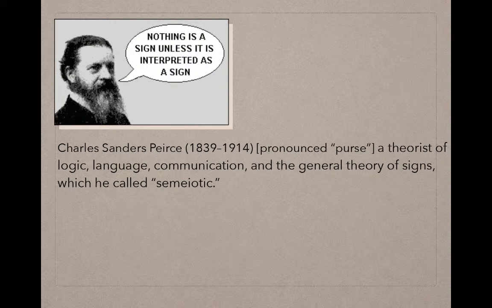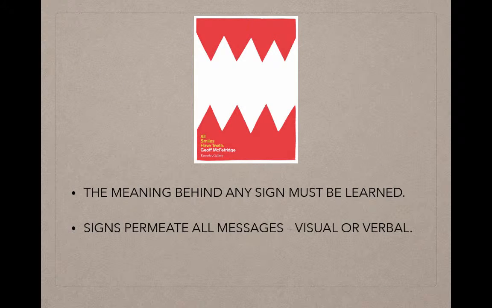Now the other fellow, Charles Sanders Peirce, pronounced Peirce, the theorist, he's also a mathematician, he's a genius. He introduced this theory of science, which is, at least in my field, more commonly used, called semiotics. Nothing is a sign unless it's interpreted as a sign. So the meaning behind any sign must be learned. Signs permeate all languages, verbal or visual.